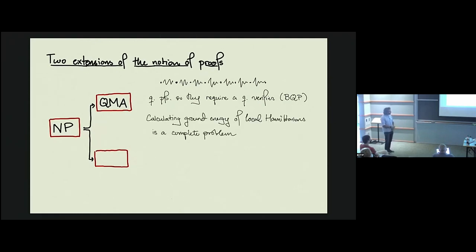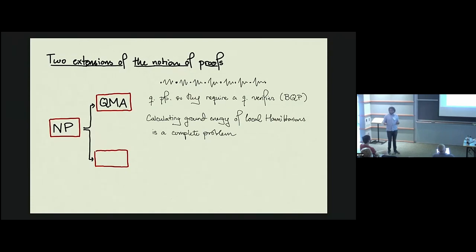And just like the constraint satisfaction problem was the complete canonical problem for NP, there's a complete problem for QMA, and it's calculating the ground energy of a local Hamiltonian system. So it's amazing that this very physics problem of calculating ground energies, this very familiar condensed matter problem, is actually complete for this class. It captures the notion of proofs.